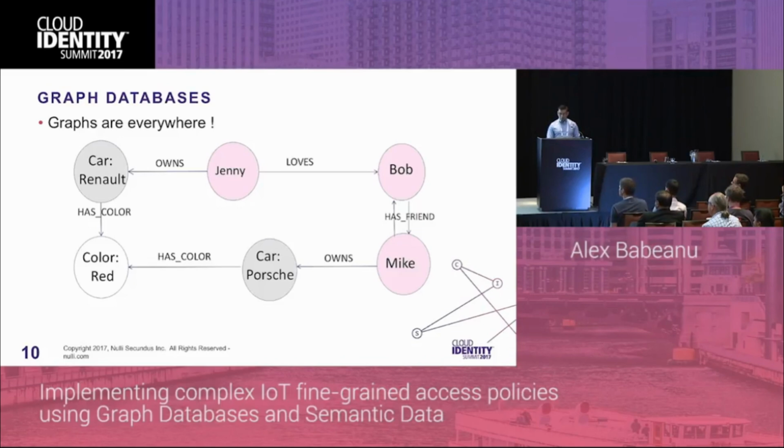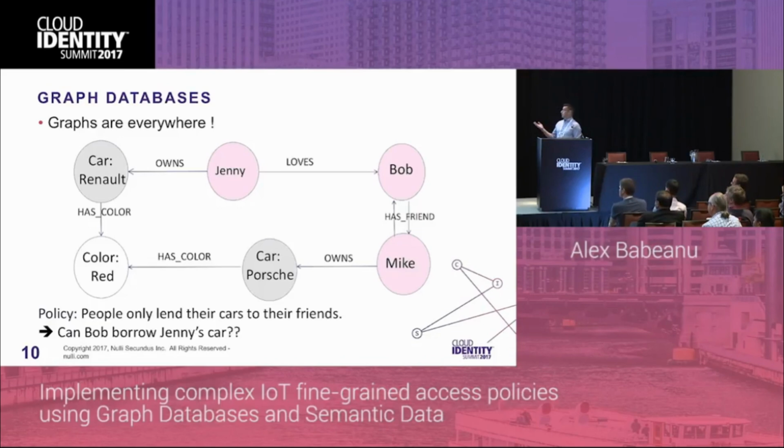Now here's an access policy. People only lend their cars to their friends, right? So pretty easy. So question, can Bob borrow Jenny's car? Well, looking at this graph, there's no actual friendship relationship between the two of them, so you can probably say no in that case, but I'll leave it up to your interpretation. We'll get back to this example.